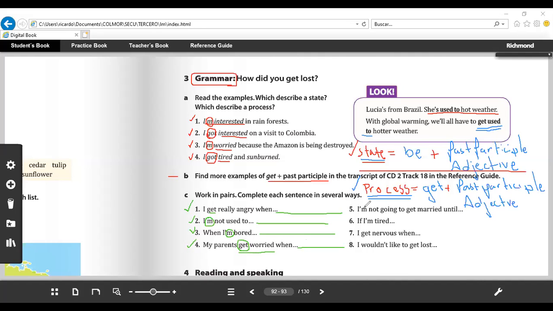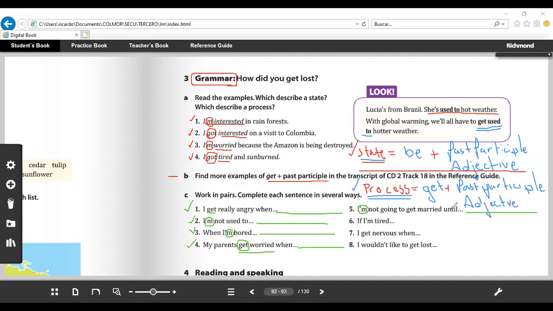Now the next one right here: I'm not going to get married until... Have you thought about that, guys? When are you going to get married? Now let's see what else we can add to complete this sentence. I'm not going to get married until... First of all, this is a state because you have that idea in your mind. You already know that. So it's a state.